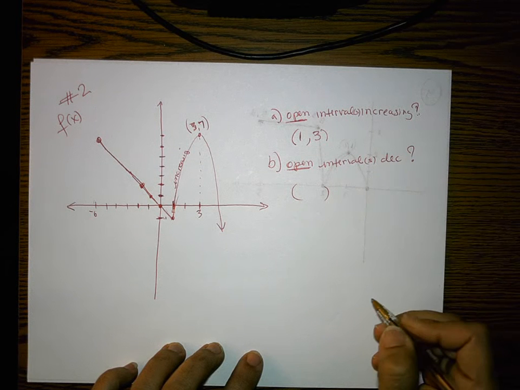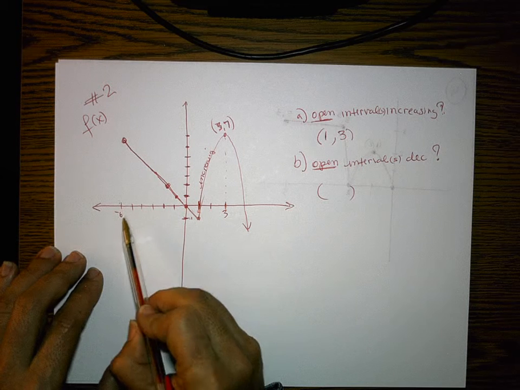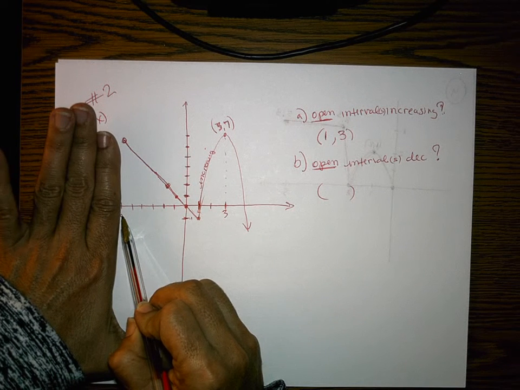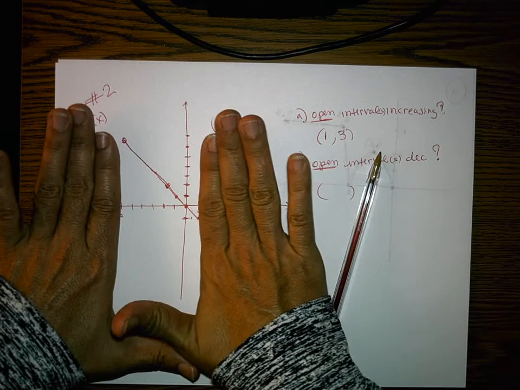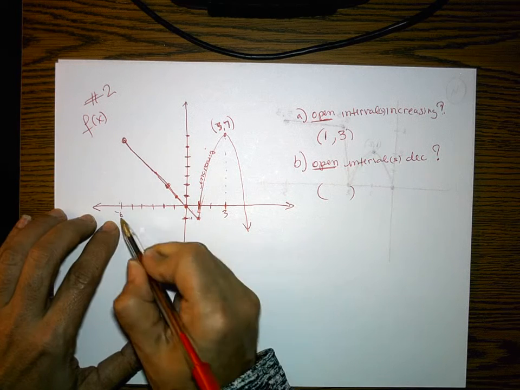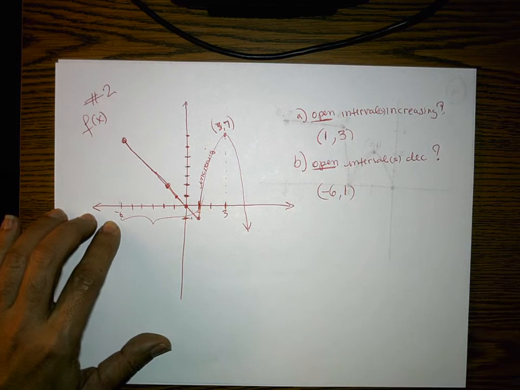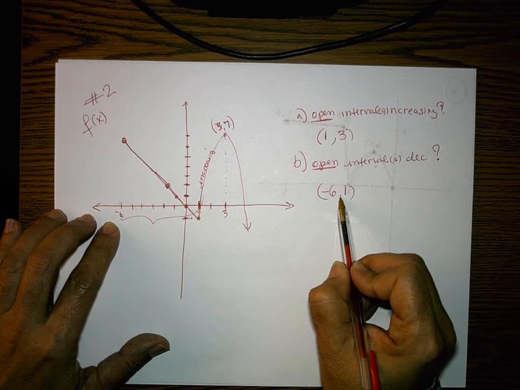Okay? Where is it decreasing? So I look over here, I see from -6, if I frame it right at -6, all the way to +1, if I frame my function right here, I see that it's decreasing. So from -6 all the way to +1, that is the interval in where the function is decreasing.